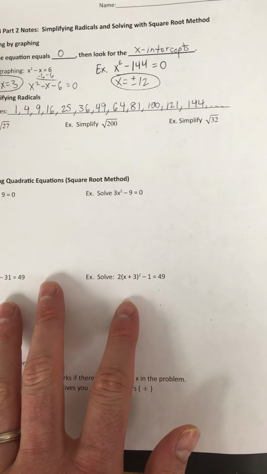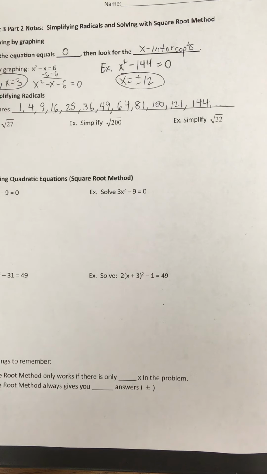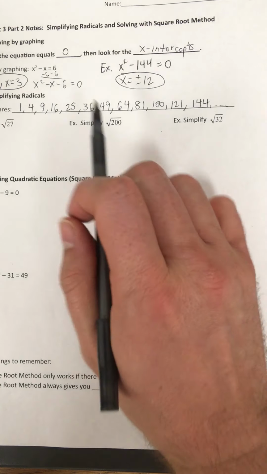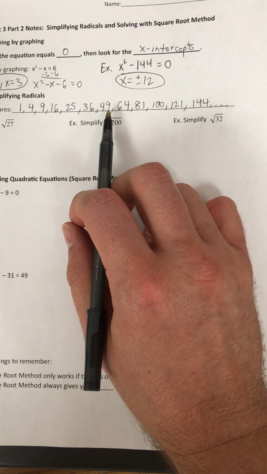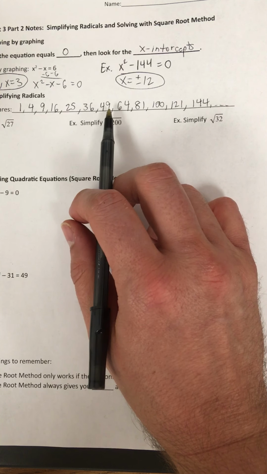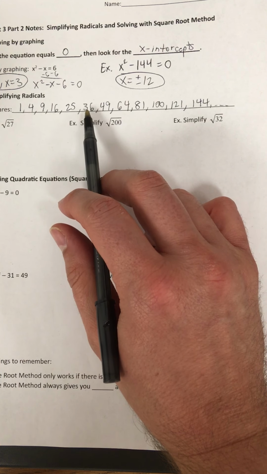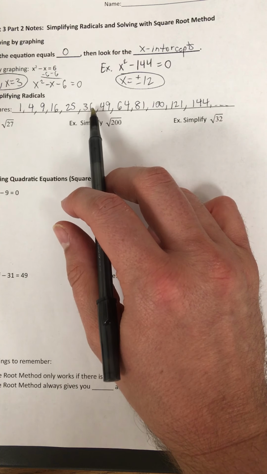So these are special because I can take the square root of these numbers. So for example, what's the square root of 49? It'd be 7, because 7 times 7 gives you 49. Square root of 36 would be 6, because 6 times 6 gives you 36.